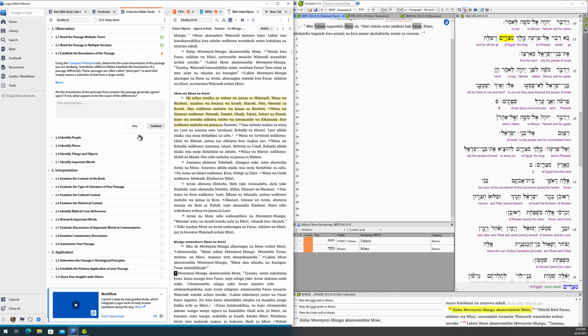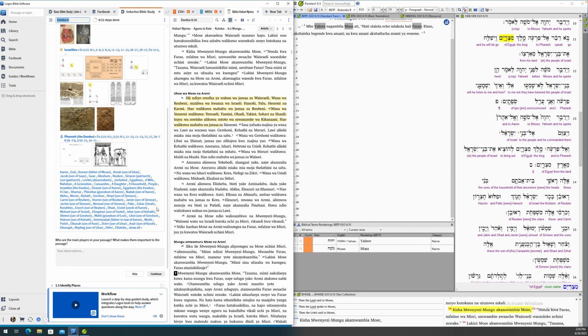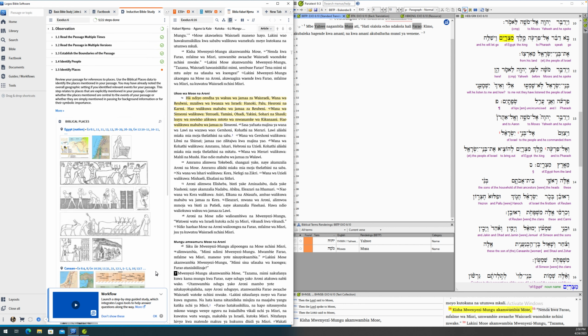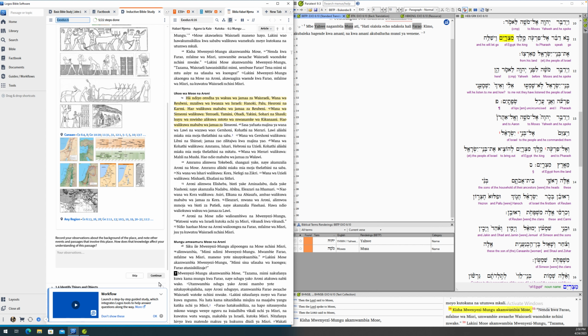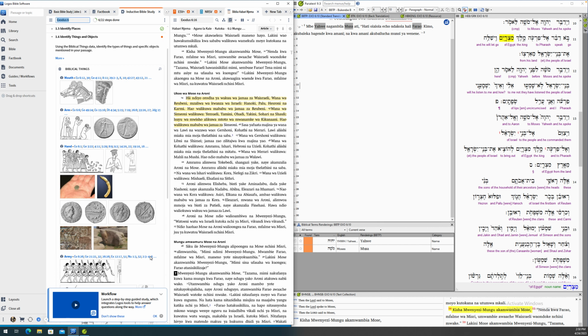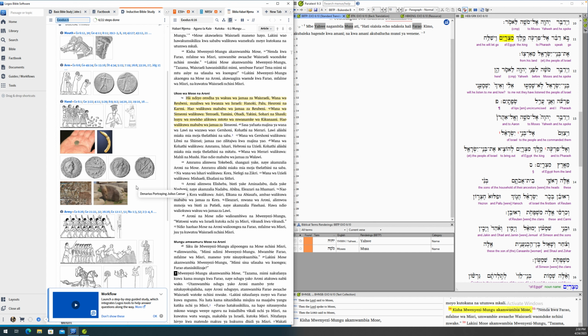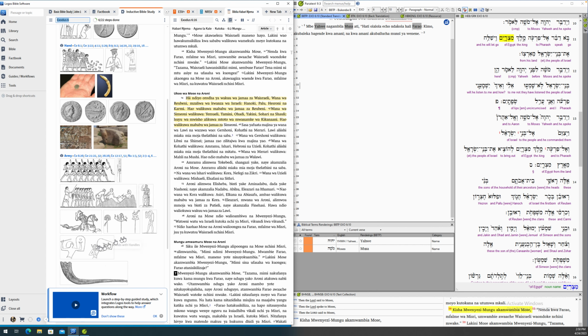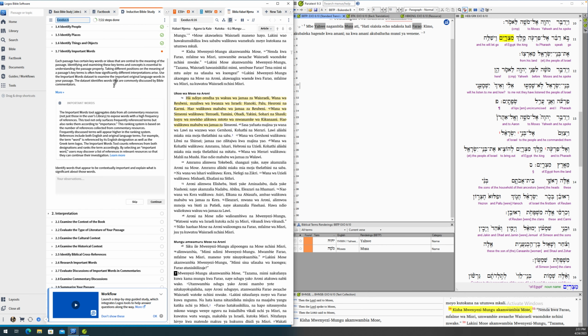And then identify people. Who are the players? What makes them important? The places, what makes them important? How does the knowledge about them affect the passage? Things and objects. What's the importance of these things in the passage? You can learn a lot about what these things are by seeing pictures. And identify important words in the passage. Explain what is significant about those words.